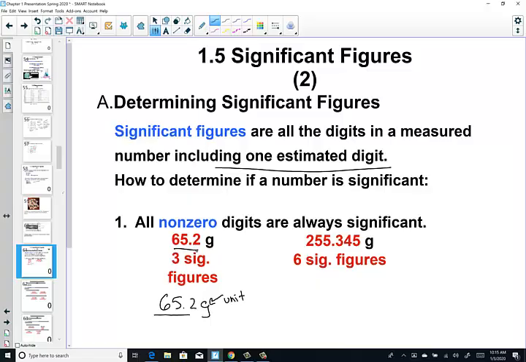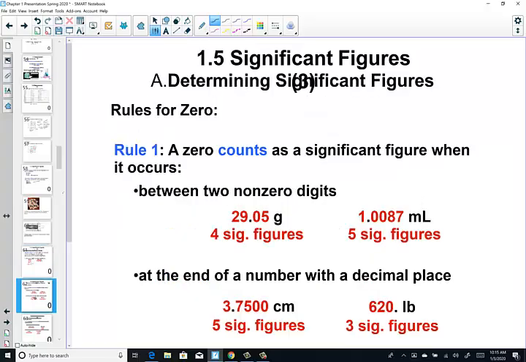255.345 grams, all are non-zero numbers. They are all significant. That number contains 6 sig figs. It's the zeros that require practice. Let's talk about the zeros and determining whether or not the zeros are indeed significant numbers.